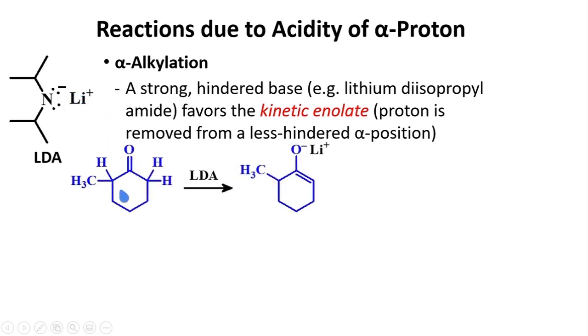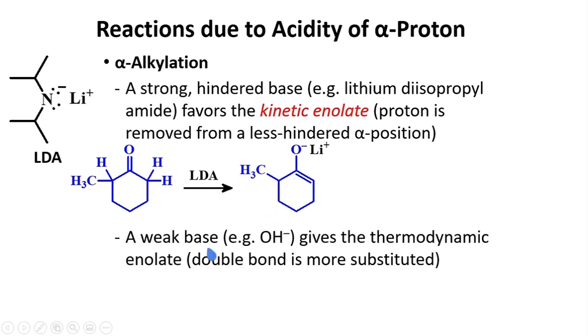For this example, you have two locations where protons can be taken. These positions can be differentiated by LDA because here it's much more exposed, while this is sterically hindered. Because LDA is a very big base, it is very likely that it will take a proton at this side and form the enolate here.